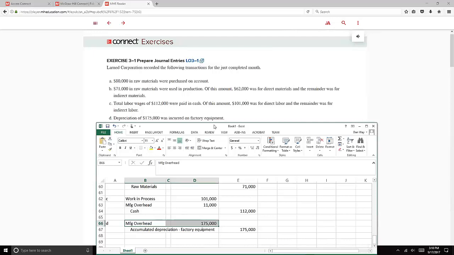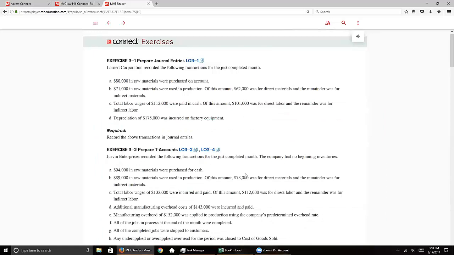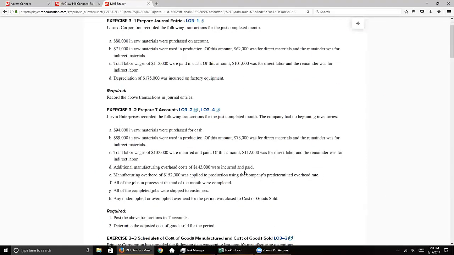The other thing we didn't account for here, maybe I'll just scroll ahead quick to find an example for it.